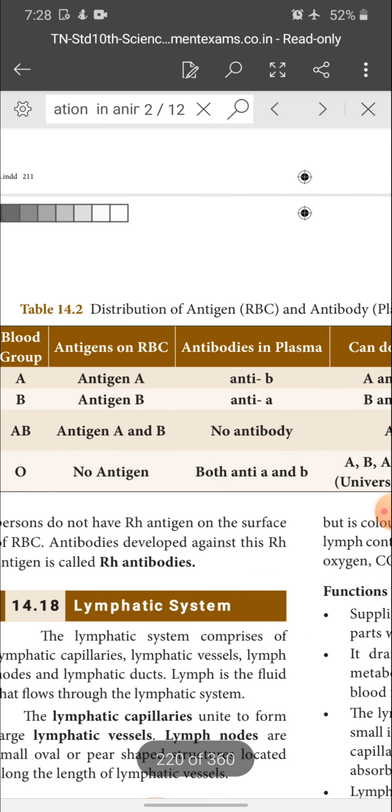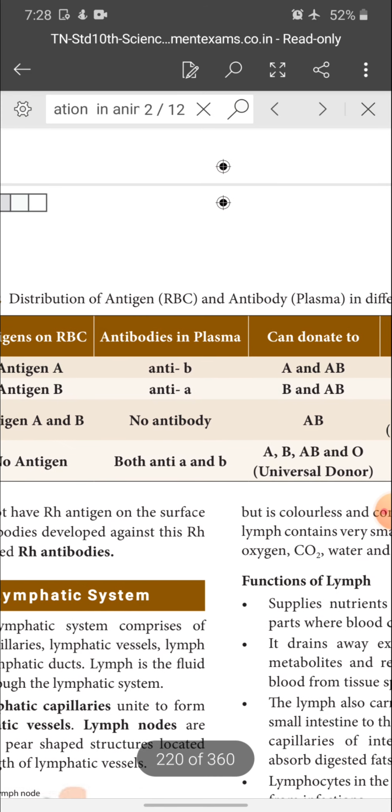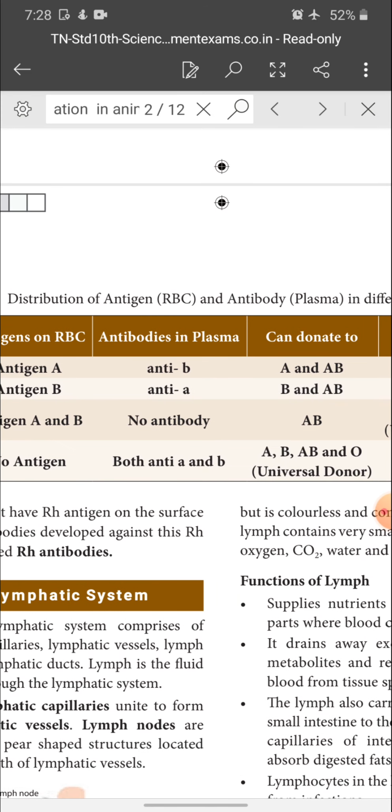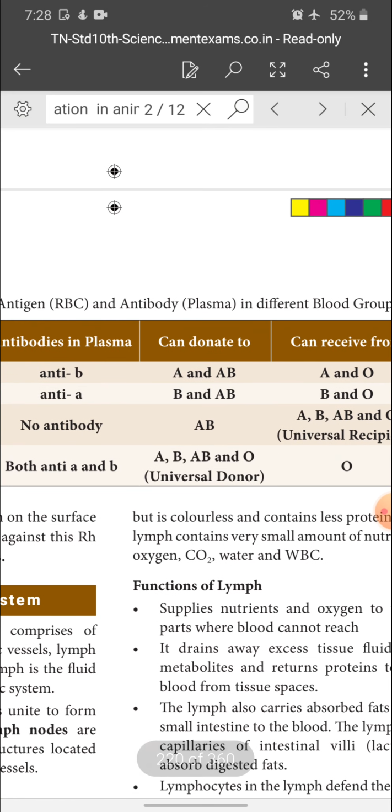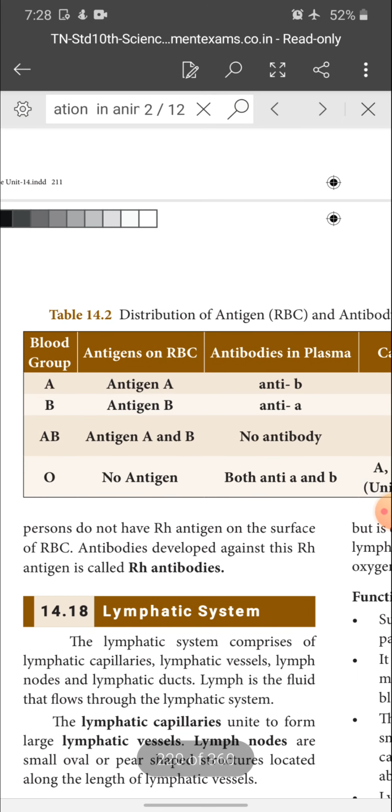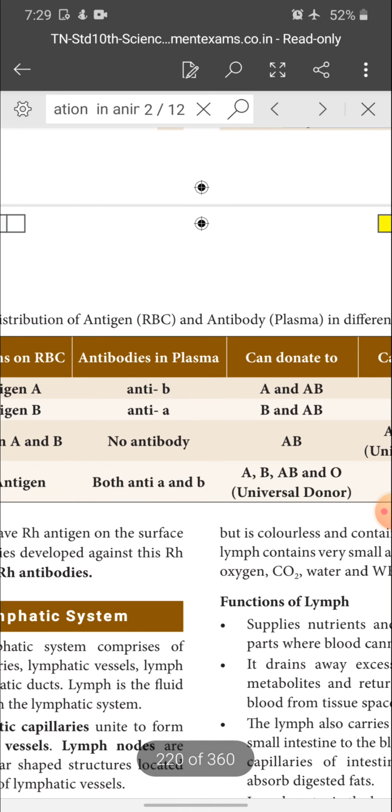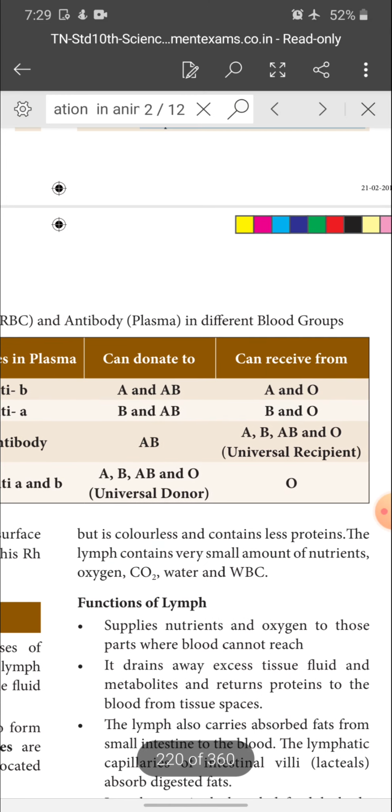You can see the table. See blood group A, antigen A. In the A blood group, the antigen on the RBC is antigen A, and the antibody in plasma is what? Anti-B. A person can donate blood to A and AB persons and can receive from A and O. Okay, and then B blood group persons have antigen B on the surface of RBC and anti-A in the plasma, and they can donate blood to blood groups B and AB and can receive from B and O.